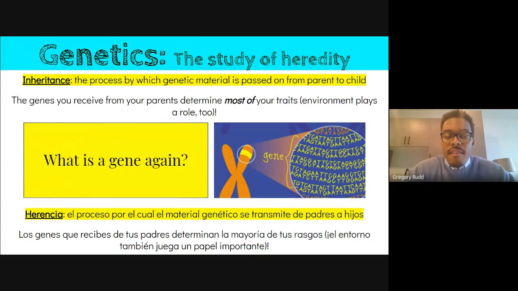So genetics can be defined as the study of heredity. So it's the study of the genes that are passed on from one generation to the next. The genes that you receive from your parents do determine most of your traits. So even things as somewhat unpredictable as how tall you'll end up being are largely determined by the genes that you receive from your parents.